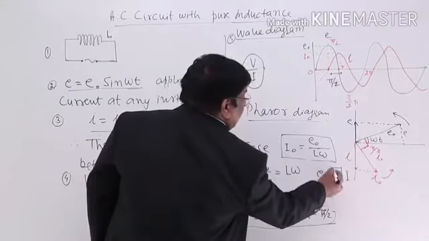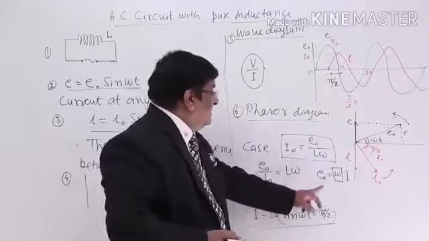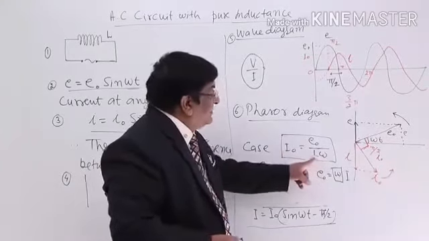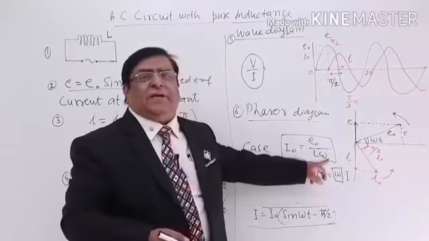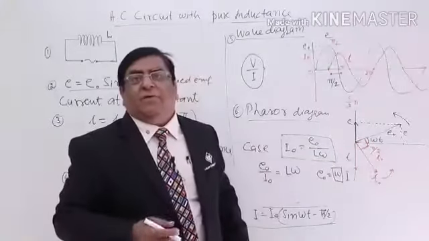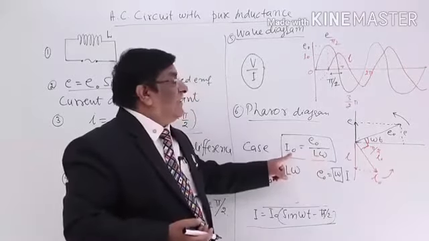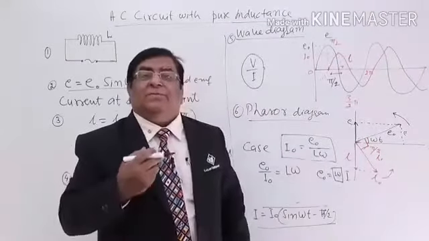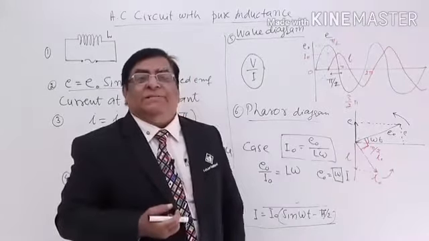Voltage upon current is equal to L omega, or voltage E naught is equal to I naught times, and what is the factor here? L omega. This is L omega, which decides how much the current will be. If L omega is very high, say infinity, then there will be no current, even if we are applying EMF. If L omega is 0, the current will be very high. If L omega becomes very large, the current will be very low. That means who is playing the role of opposition? L omega.